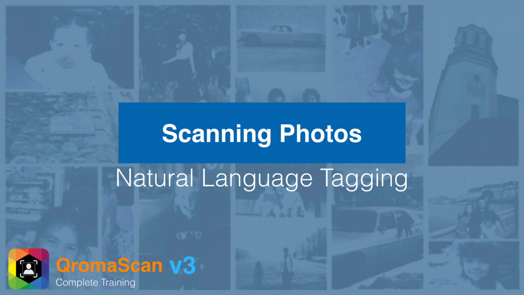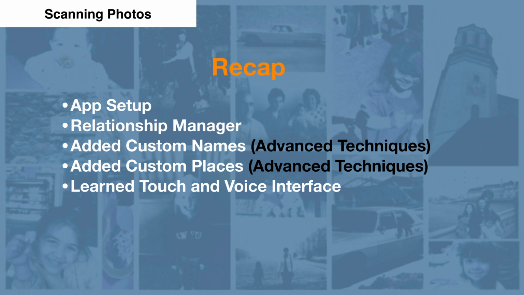So let's start scanning and tagging some photos using natural language tagging. First, let's recap what we've done to get to this point. We've set up the app and added some people to our relationship manager. During this scanning session, I'm going to use some custom names that exist outside my contacts in relationship manager, along with a pre-stored custom location. I'll show you how this works in the advanced techniques section.